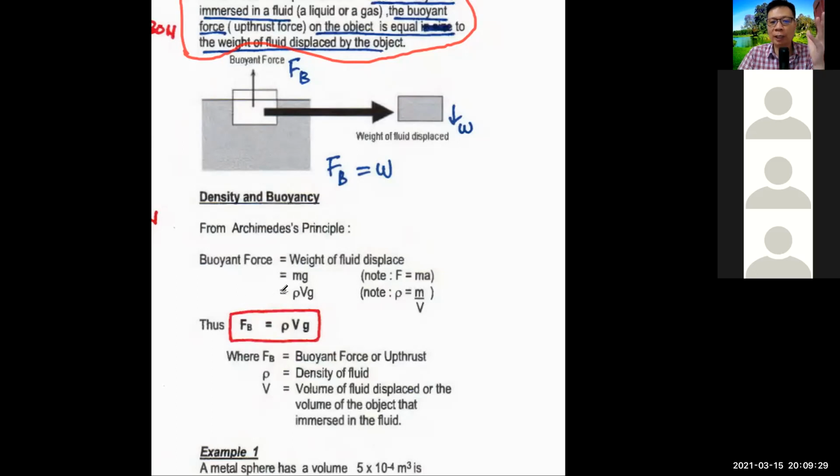So from this formula, it's very clear that the buoyant force relies on the density of the water displaced, the volume of the water displaced, and also the gravity. So there are three things affecting the buoyant force: density, volume, how much water you displace, and last is the gravity.